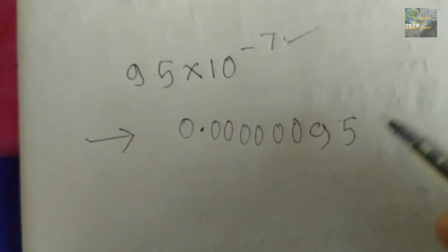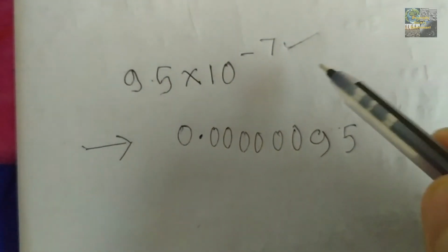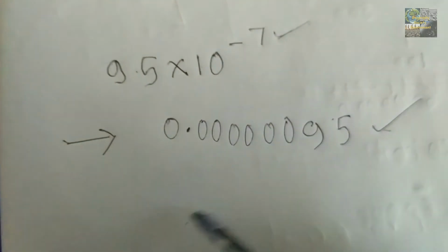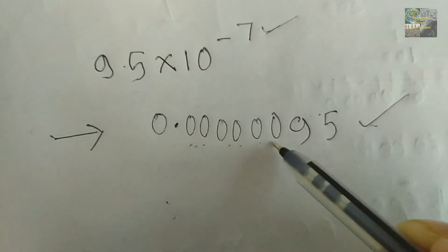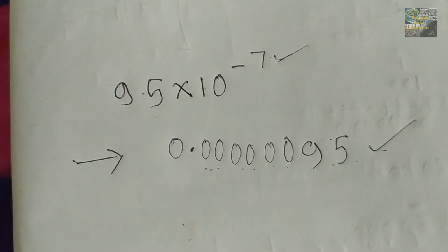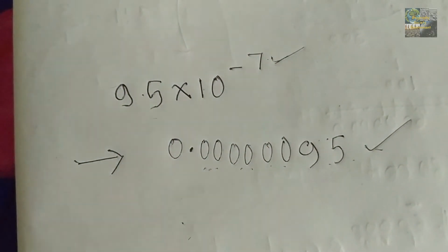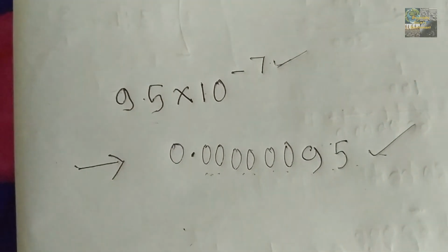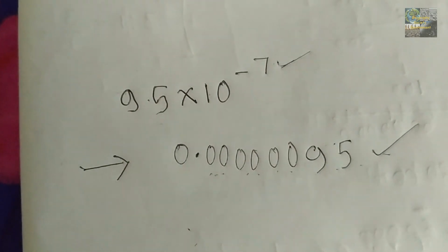So you can see that the standard form of the above mentioned scientific notation is 0.00000095. This is the way by which you can convert any scientific notation value into its standard form, and any standard value into its scientific notation form.